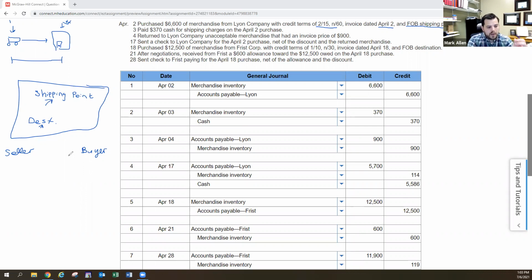So when ownership changes hands at the shipping point, the seller no longer owns this thing once it has shipped. It is now the property of the buyer. Because the buyer owns this, the buyer pays shipping under FOB shipping point. The seller will not pay for shipping something that is not theirs. So FOB shipping point, the buyer pays. FOB destination, this remains the property of the seller until it arrives, which means the seller pays for the shipping.